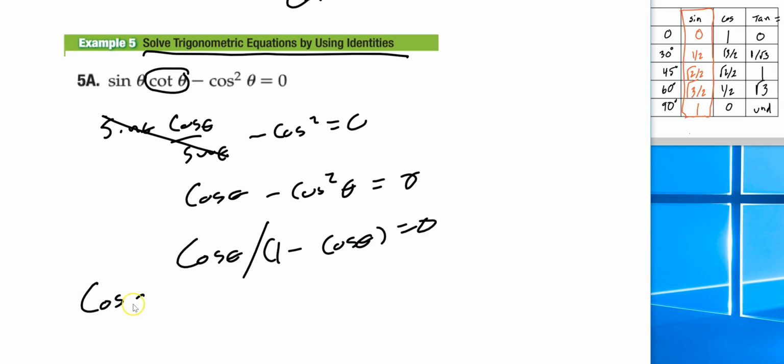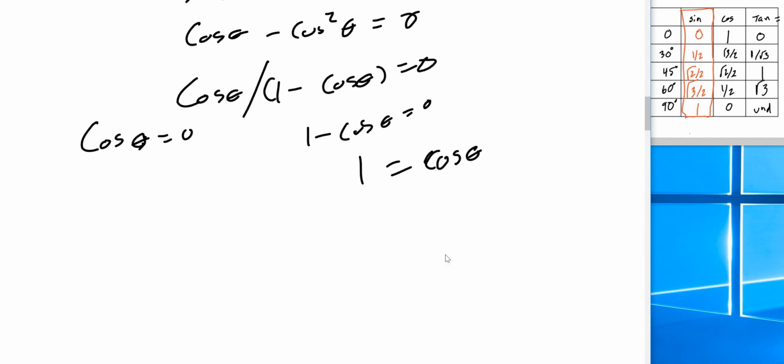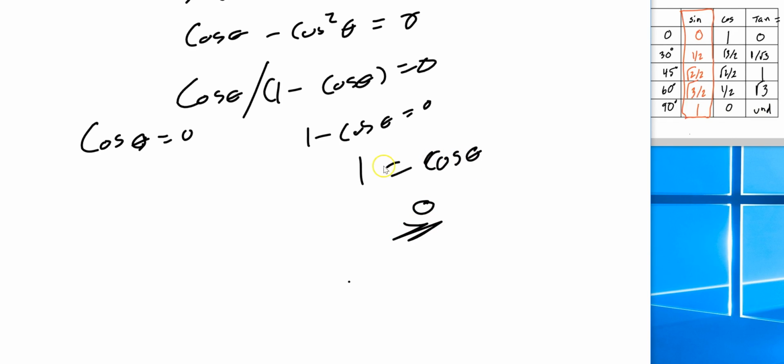Cosine theta equals 0. We'll talk about that in a second. And 1 minus cosine theta equals 0. Add cosine to both sides, 1 equals cosine. So 2 ways to solve this. Now that we have cosine theta equals 1, you could use your table here. If you notice, cosine equals 1 at 0. So cosine equals 1 at 0, right here using the table.